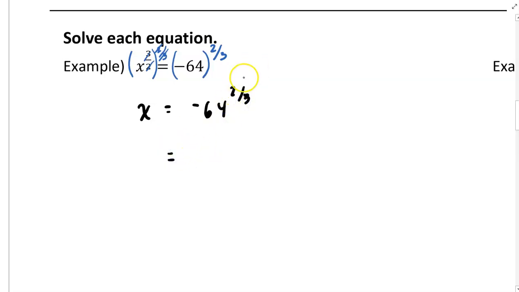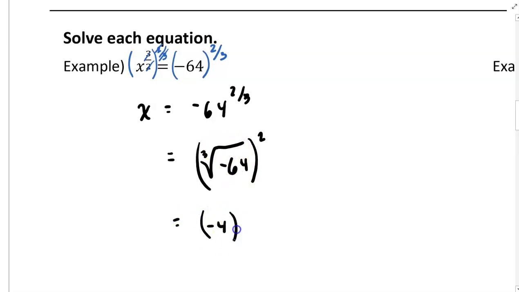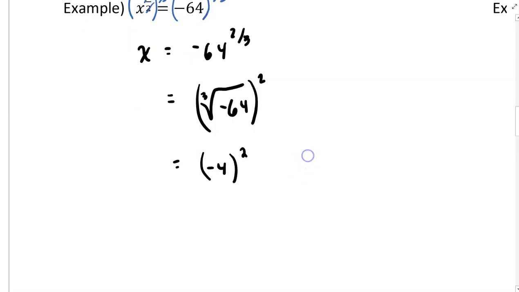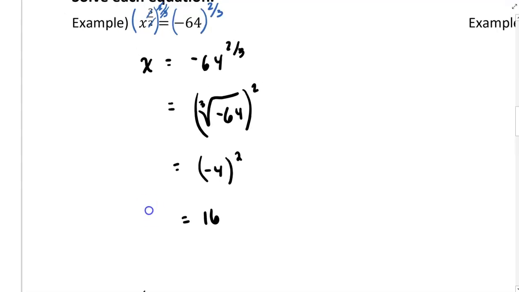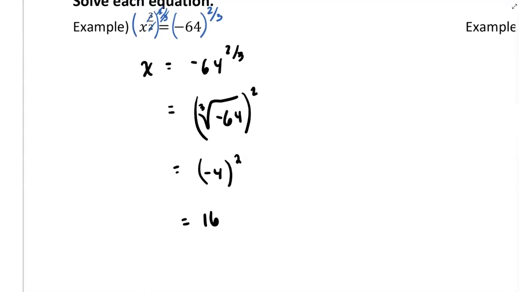Now we'll evaluate this in radical form. So the cube root of negative 64 raised to the power of 2. The cube root of negative 64 is negative 4. And we're going to square the negative 4, which gives us 16. Now, usually when we square a negative, this is a red flag and it will result in an extraneous solution. But let's go ahead and check.